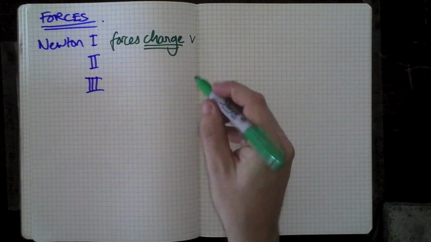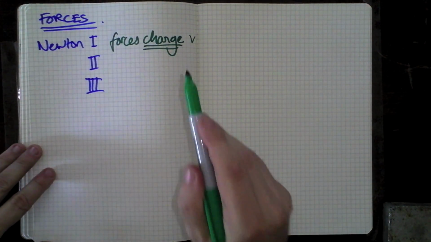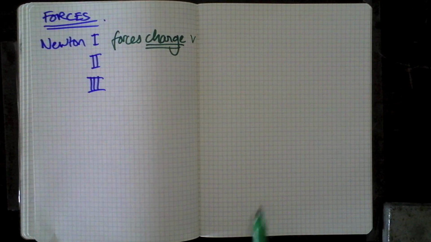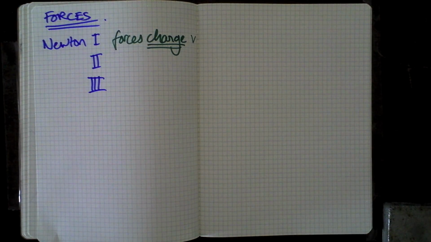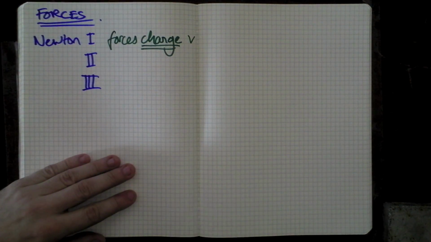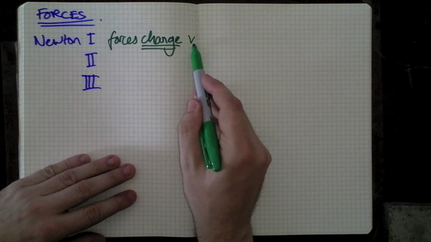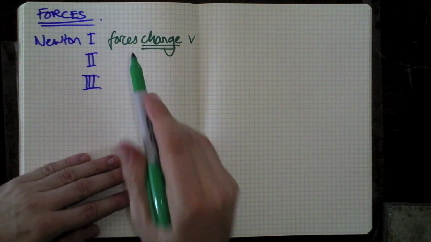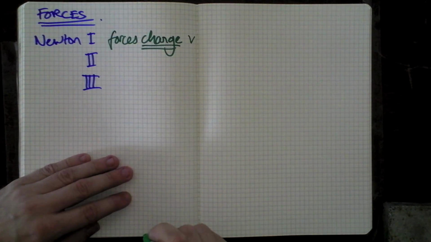This idea that velocity will not change without a force. Now if you look back to what we did a moment ago, we said that velocity is speed in a certain direction. So any change in speed or direction counts as a change in velocity. So forces cause things to change speed or change velocity.